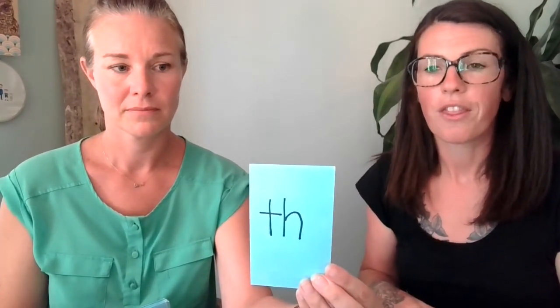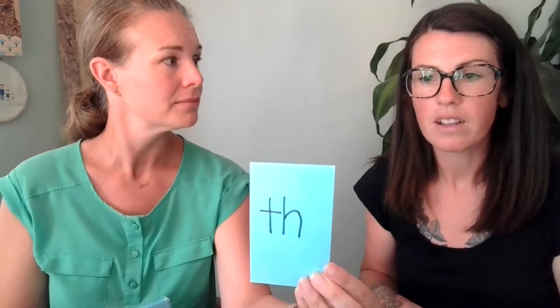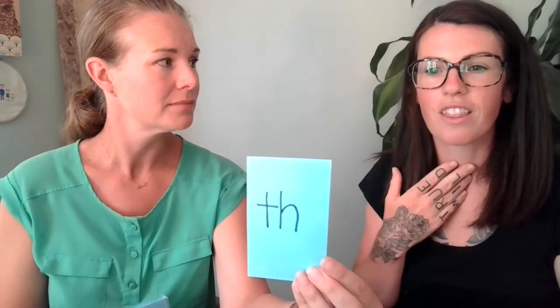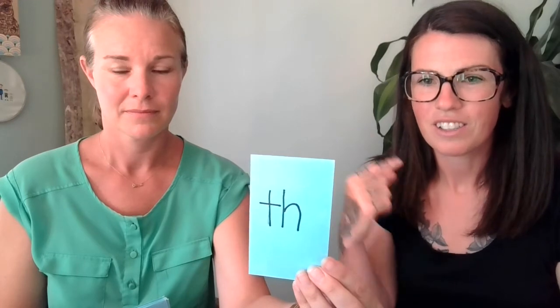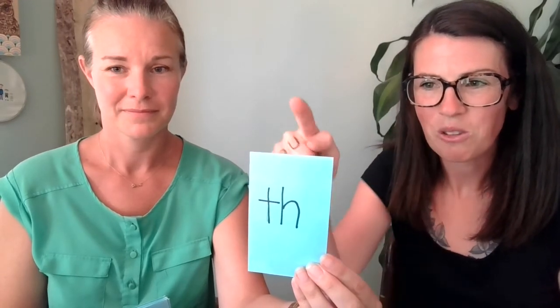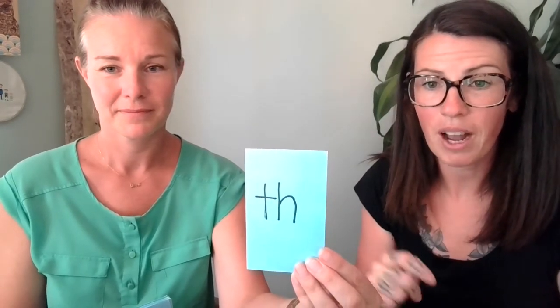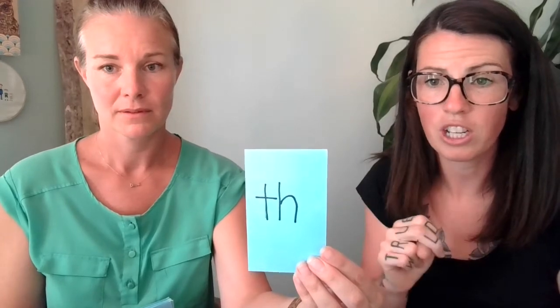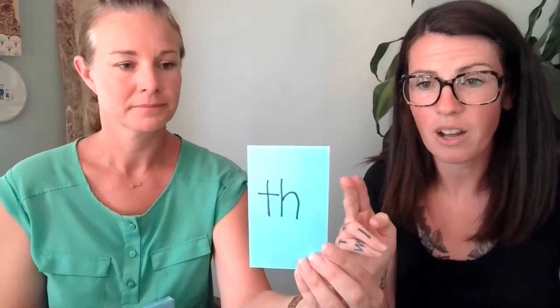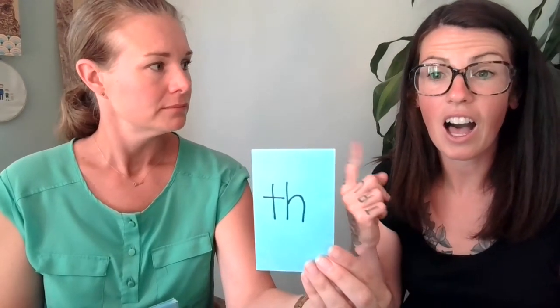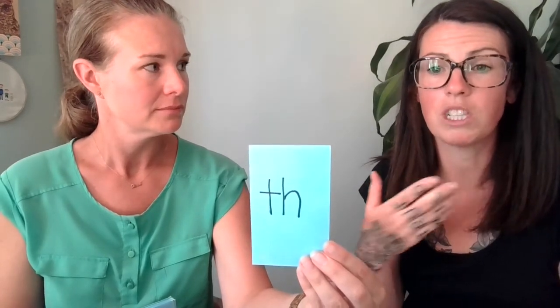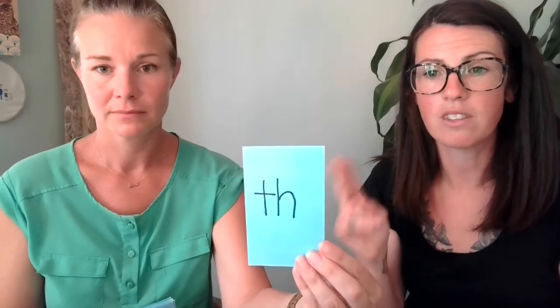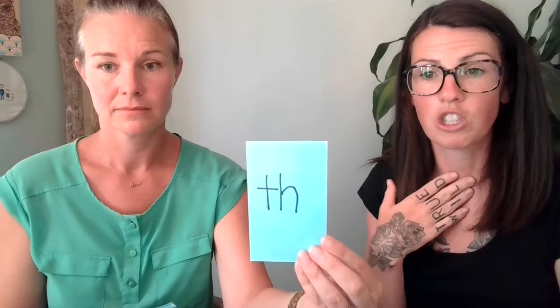TH, thumb. This. Did you notice what I did there? So this digraph, so this letter combination makes two different sounds. One is an unvoiced sound, which means we don't use our vocal cords. The second one is a voiced sound, so we turn on our voice.